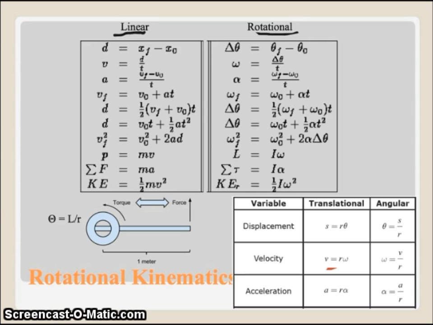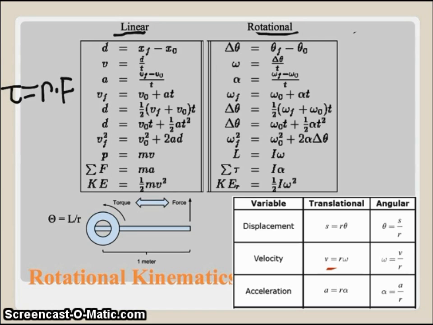So rotational inertia is, you've seen this symbol over here, I. I is rotational inertia, and it is the resistance to rotation.